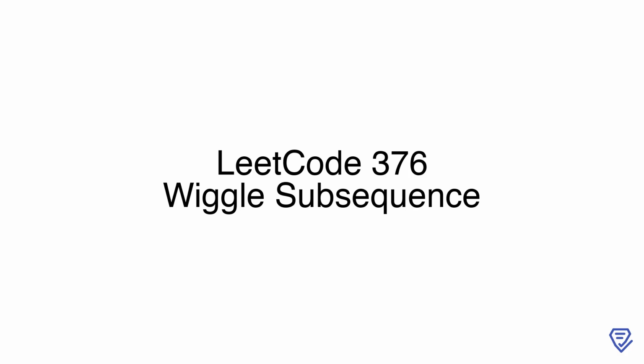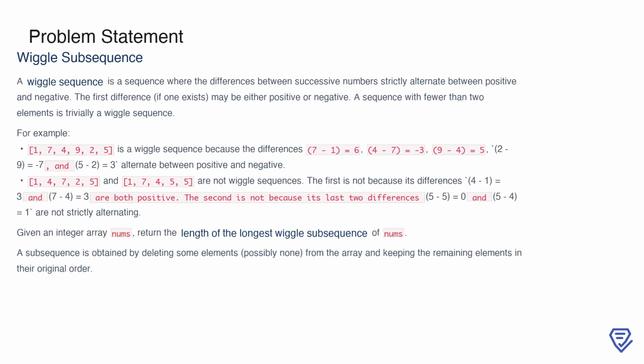Let's get started. A wiggle sequence is a sequence of numbers where the differences between consecutive elements alternate strictly between positive and negative. This means that if one difference is positive, the next must be negative, and so on. The sequence starts alternating from the first difference, which can be either positive or negative.